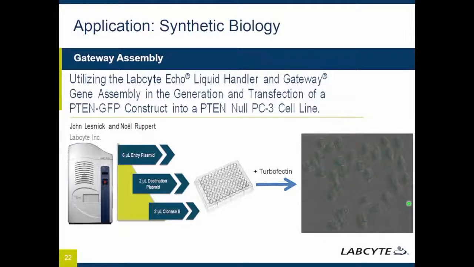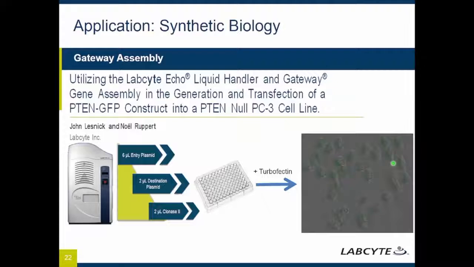To complement Gibson and Golden Gate, we are writing an application note demonstrating the generation of a recombinant PC3 cell line utilizing the Gateway gene assembly chemistry. In this case, we transfected PC3 cells with a synthetic P10 GFP construct. As you recall, the PC3 line is P10 null, and as you can see, the recombinant cells stably express GFP. I should note this is a polyclonal population.